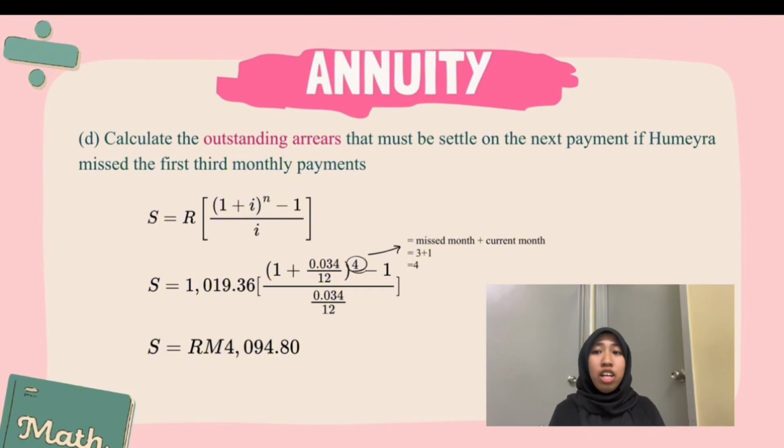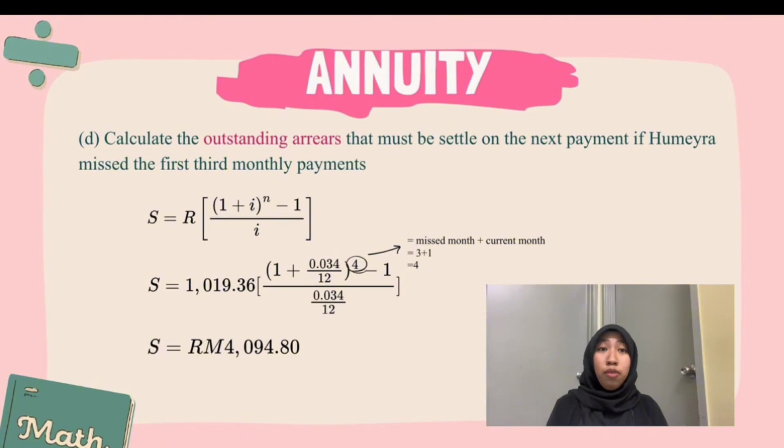Question D, we need to calculate the outstanding arrears, which means the amount Humaira must pay if she missed the first 3 monthly payments. So we calculate using the sum of an annuity formula, which is S equal to R multiplied by (1 plus i) to the power of n, minus 1, over i. S equals 1019 and 36 cents multiplied by (1 plus 0.034 over 12) to the power of 4. We use 4 because it includes the missed months plus the current month, which is 3 plus 1 equals 4, minus 1 over 0.034 over 12. After calculating everything, we get S equal to 4094 and 80 cents.